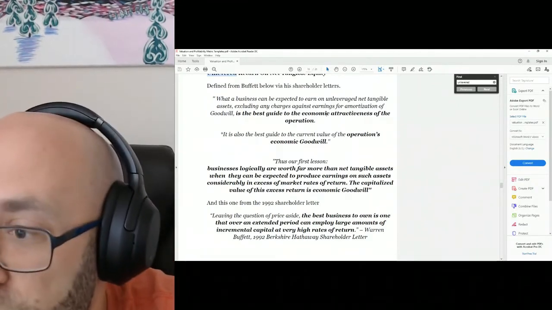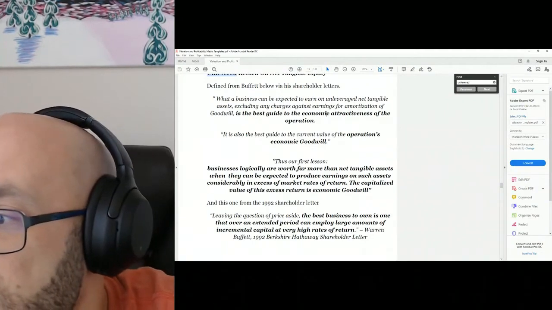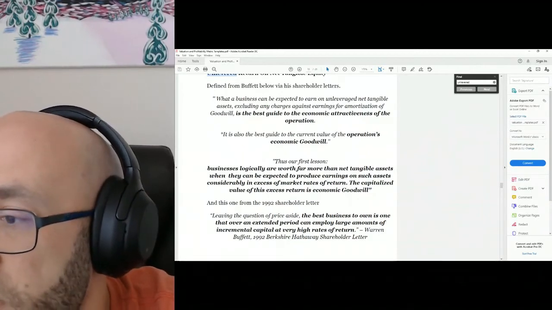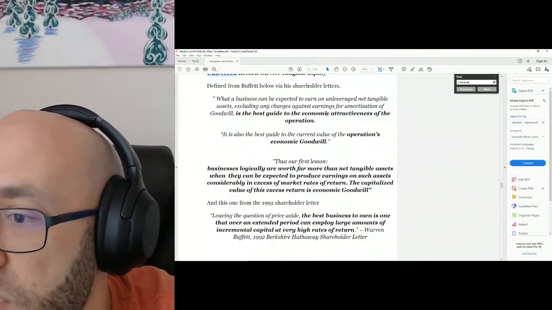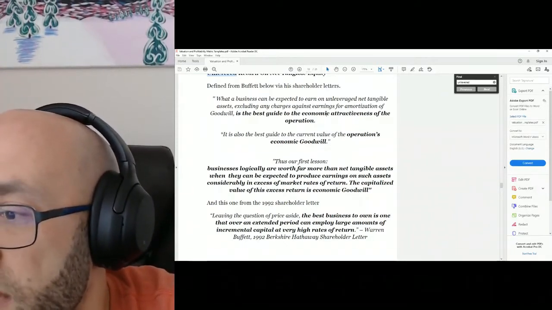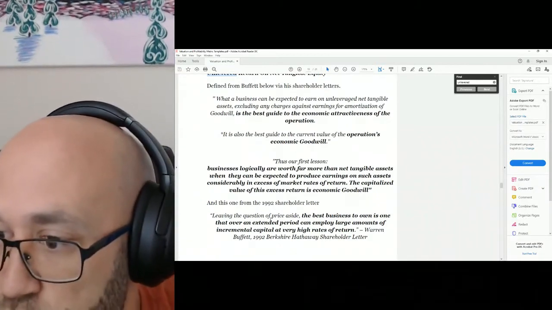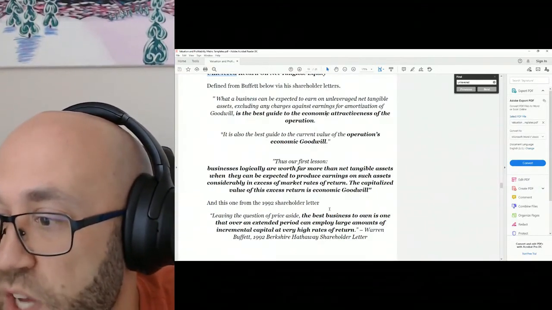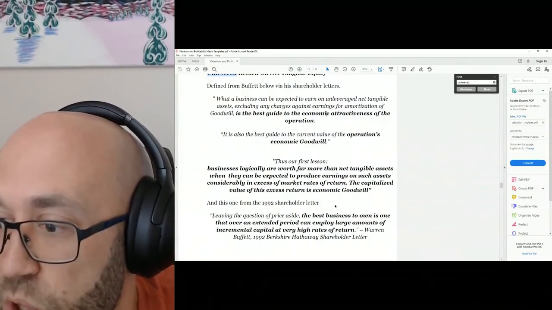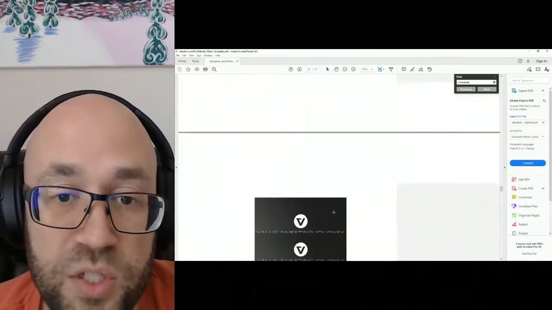And thus our first lesson. Businesses are logically worth far more than net tangible assets when, my emphasis, when they can be expected to produce earnings on such assets considerably in excess of market rates of return. Capitalized value of this excess return is economic goodwill. And then from the 1992 shareholder letter: leaving this question of price aside, the best business to own is one that over an extended period can employ large amounts of incremental capital at very high rates of return. So what the hell does all that mean?